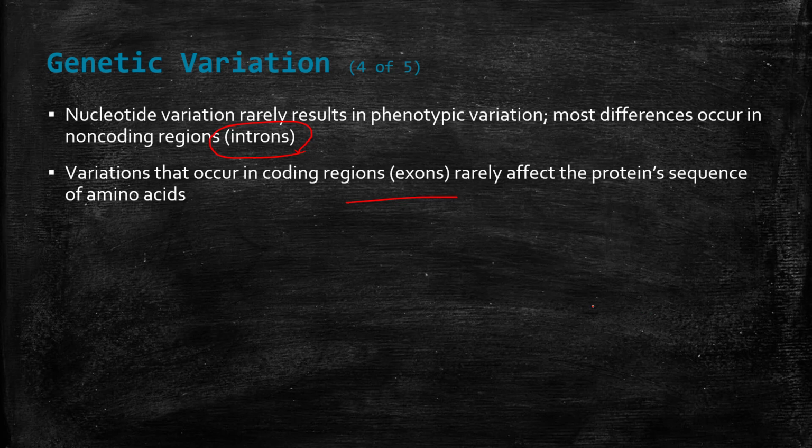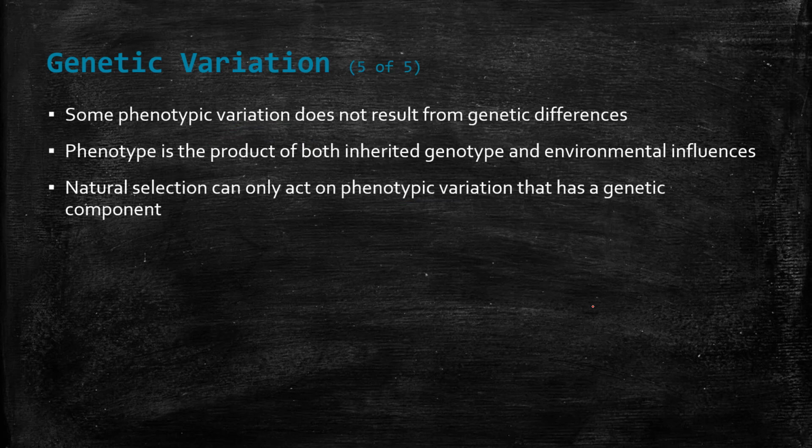Because if you remember, the genetic code is redundant. Several different codons can code for the same amino acid. So some phenotypic variation does not result in genetic differences. That's something else we need to point out. Sometimes two organisms look different, but they have real similar genes, because the way we look can be influenced by the environment. For example, if you have the genes to be 10 feet tall, but you don't have a good diet when you're a kid, you won't be 10 feet tall, right? So the environment also affects your phenotype.